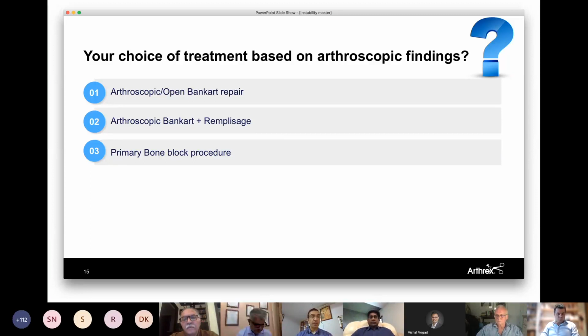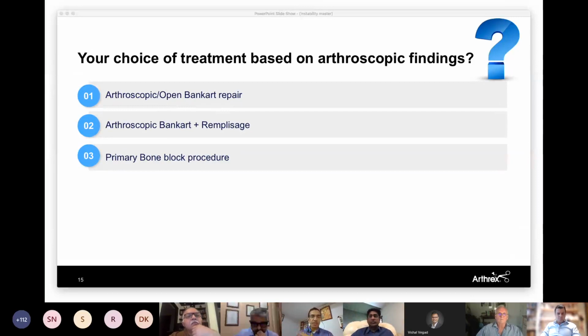So over the years, I've realized that doing a remplissage is absolutely no harm. And the restoration of stability is almost akin to the primary bony procedure, especially in those subcritical bone losses. I'm not talking about more than 25%, but anything between 15 to 20% in a contact athlete, there are no bridges burnt if you just add a remplissage and give more stability.